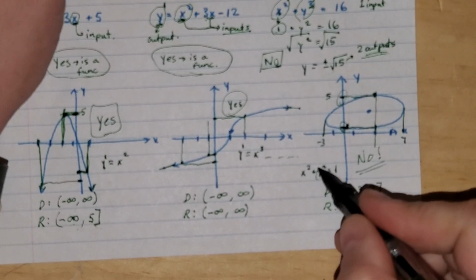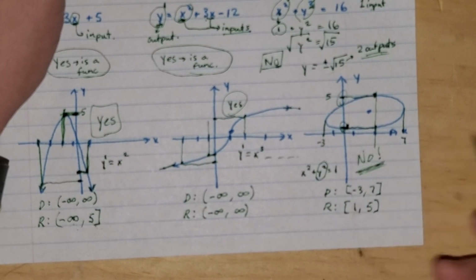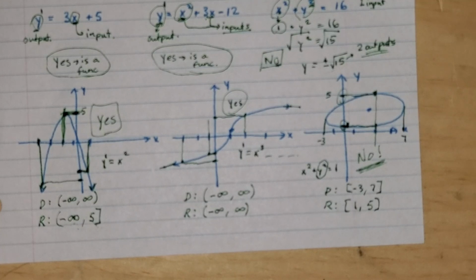But what do we notice? We have a y squared in there. It's not going to be a function. So anyway, domain and range and how it pertains to the definition of a function, that's real quick and dirty.